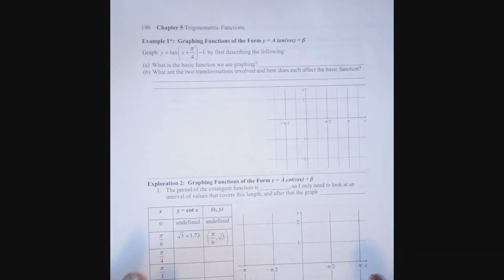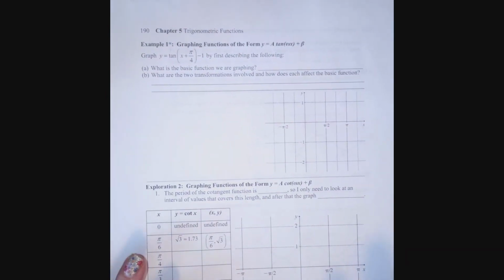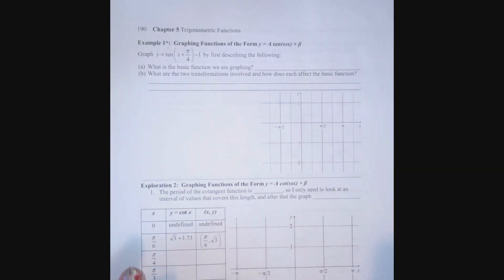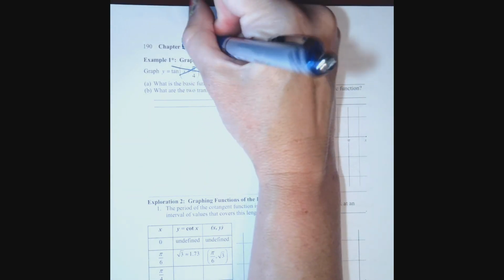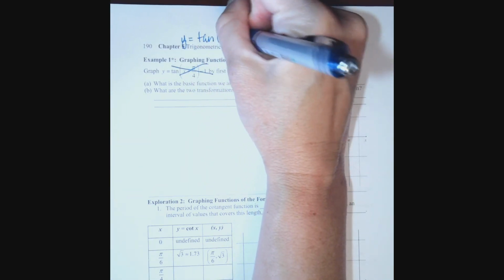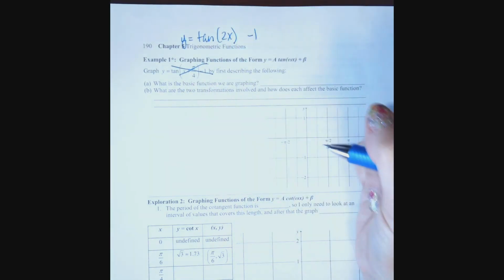Okay, let's do an example of a tangent function graph. Now, I did not go back and adjust this to what I wanted it to be. I will try to do that before I post it for you. We're not going to graph what is given to us. We're going to graph a different tangent function. So I want you to change that to y equals tangent of 2x minus 1.